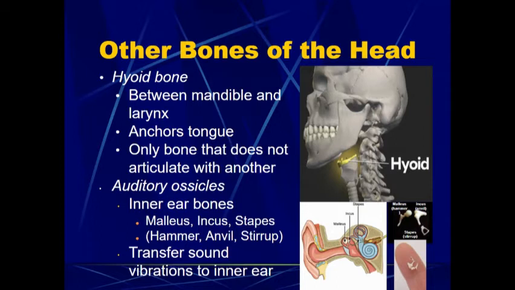And then we have the auditory ossicles, or the three inner ear bones. Those are called the malleus, incus, and the stapes, or the more common names are hammer, anvil, and stirrup. So as sound enters the auditory canal and it causes the eardrum to vibrate, that also causes these three bones to vibrate. And that helps to transfer the sound wave vibrations into the inner ear, where all of the electrical signals are generated to send messages to the brain.